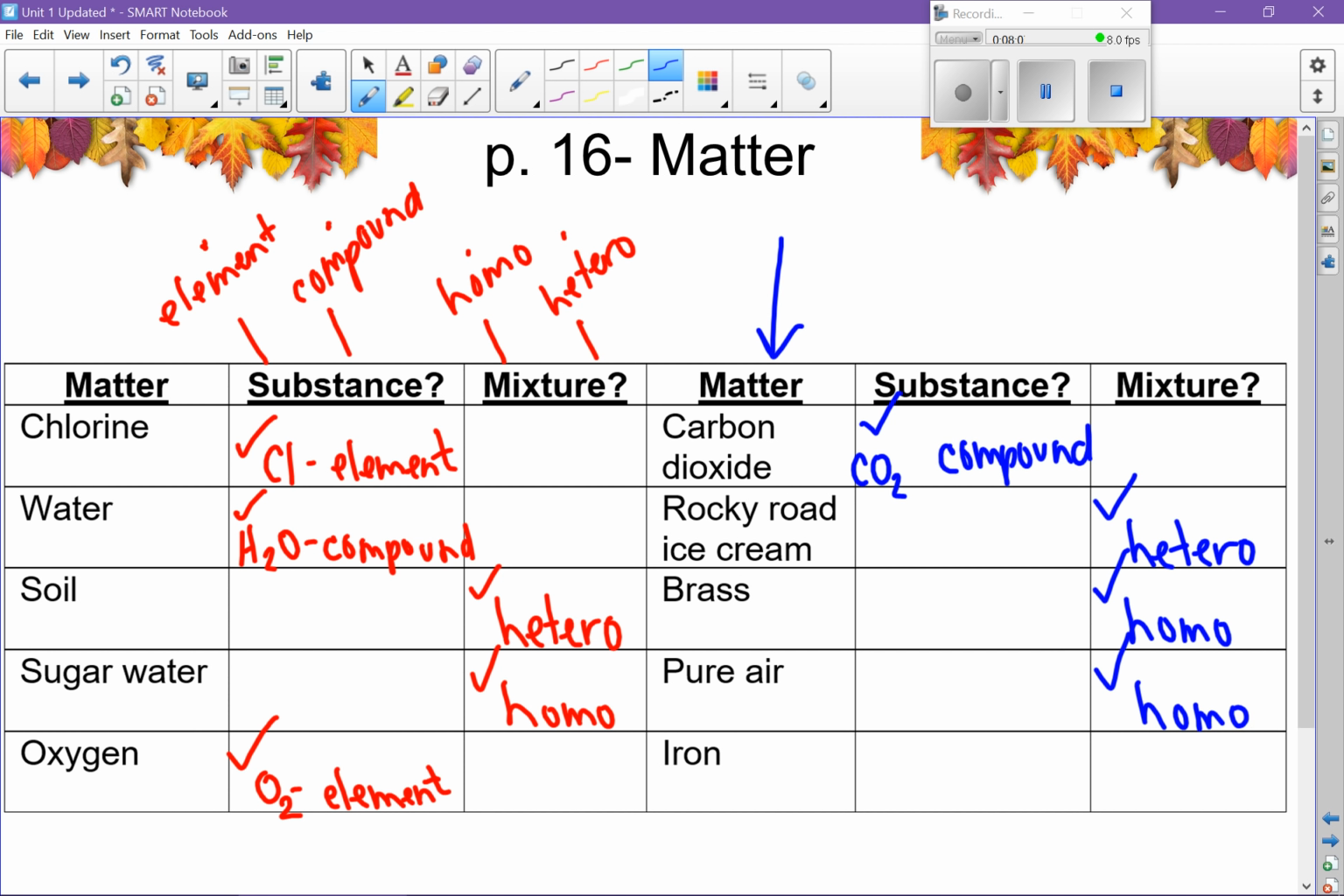Lastly, we have iron. Iron is pure. There's nothing else in it except for iron. And if you look on the periodic table, it's Fe. Since it's just one thing on the periodic table, that means it is an element.